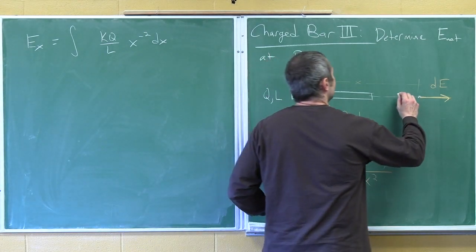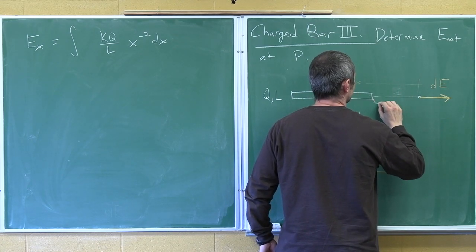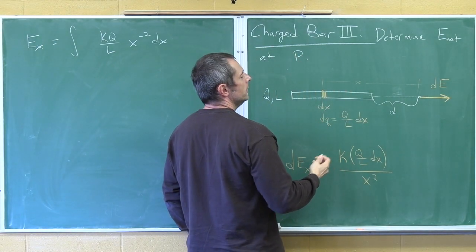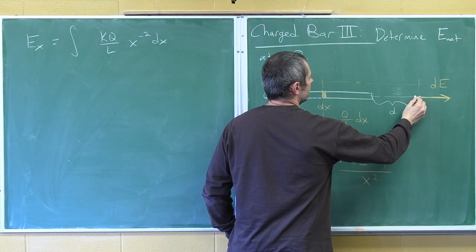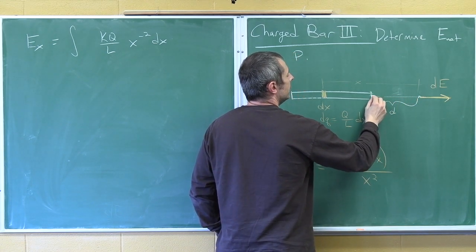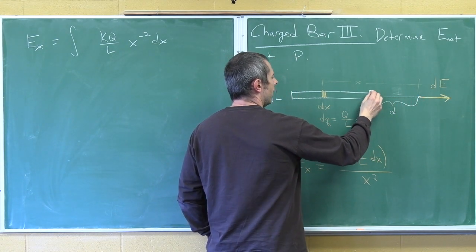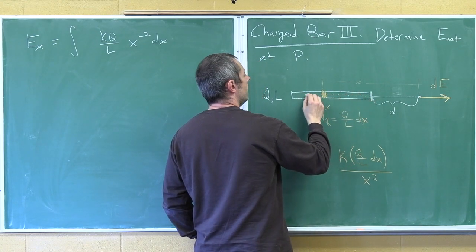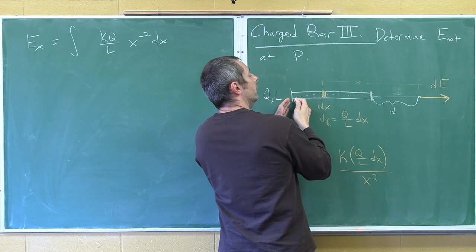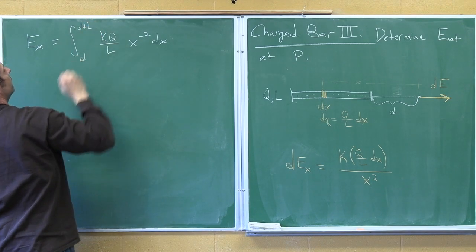Ah, I forgot. This is some distance d from the front of the bar. So what I need to do is I need to not start at 0 because then I'd be integrating and there's no charge here. The bar begins when I get to x equals d. And then I integrate starting at d and I end at d plus L. So there are my limits from d to d plus L.